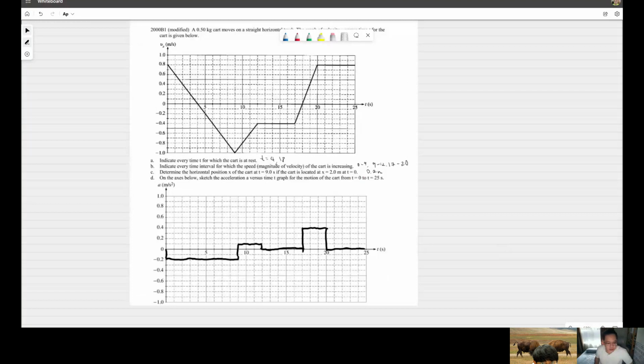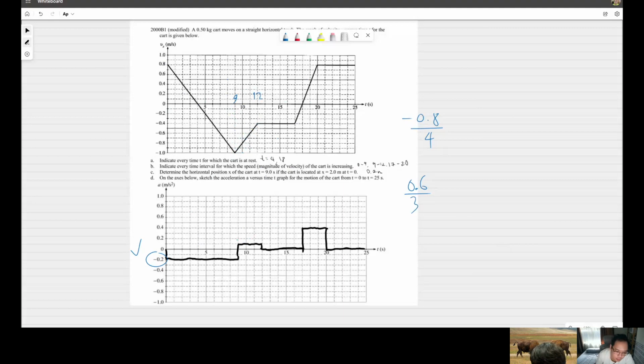The acceleration for the first section is minus 0.2. From 0.8 to 0, the change is minus 0.8 during the time of 4 seconds, that's 0.2, correct? And then it becomes positive again with the same gradient. We can calculate that from minus 1 here to minus 0.4, the change is 0.6, during the time from 9 seconds to 12 seconds, that is 3 seconds.